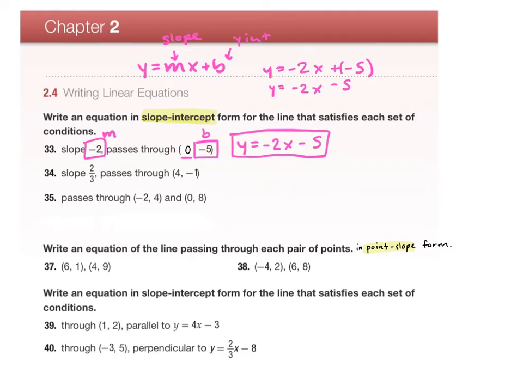All right, 34. Does it give us our slope here? Yes. So this 2/3 is our m. Does it give us our intercept? No. So what do we do from here when it doesn't give us our intercept? Put it in point slope form first. So what's point slope form?